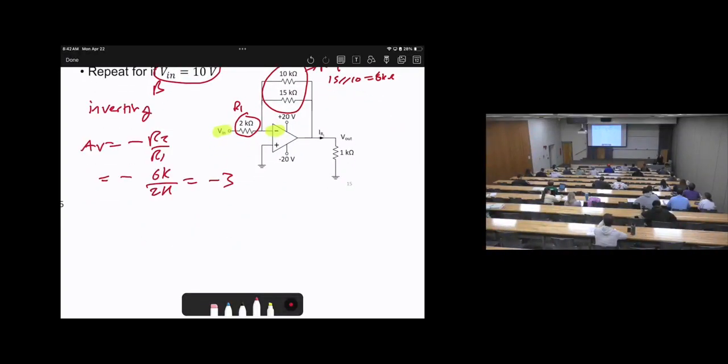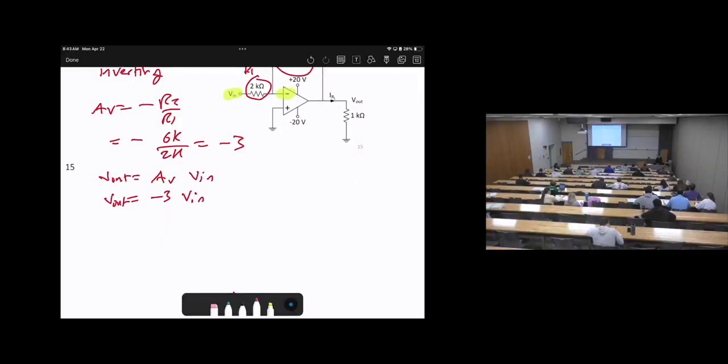So the next step, to calculate Vout. Vout will be the closed loop gain times Vin. Keep in mind, it will be negative 3 Vin. That's why it's called inverting. If the input is negative, the output will be positive. If the input is positive, the output will be negative, inverting the sign. Okay, that's the name of it. It's an inverting amplifier. Then, case A, when Vin equals 2 volts. Case B, when Vin equals 10 volts.